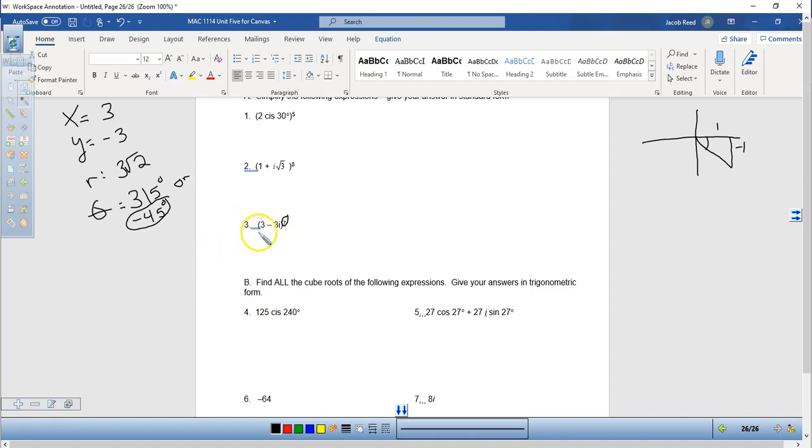Okay, so conversion, we've got 3 root 2 times cosine plus i sine of negative 45 degrees, raised to the 7th power. That means I need to raise 3 square root of 2 to the 7th power. That comes out to be 17496 root 2 when you plug it in your calculator. Cosine plus i sine, and we have negative 45 multiplied by 7. That's negative 315.